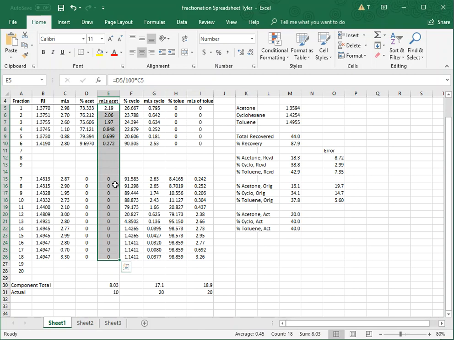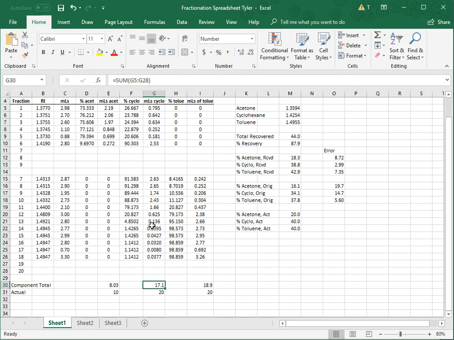Notice in the second half, these are just going to be zeros because you're going to claim that no acetone was collected in these fractions at all. And then down at the bottom, you're going to see a component total. What this component total is, is a summation of all of the milliliters of acetone that you have collected. So I've basically put sum of E5 all the way down to E28. But you do whatever is right on your spreadsheet depending on the number of fractions and the lines that you have. The same thing happens with cyclohexane.